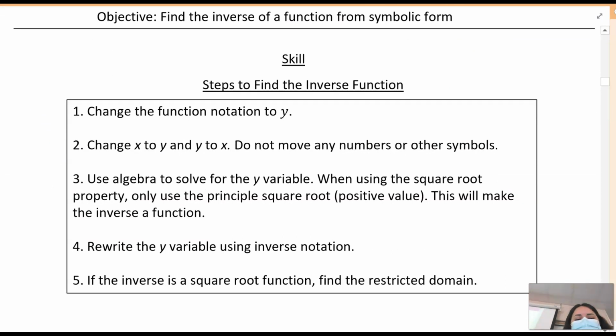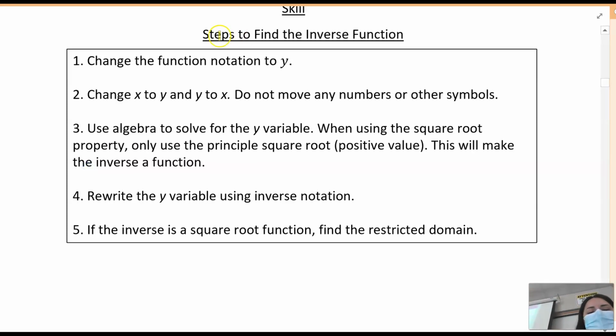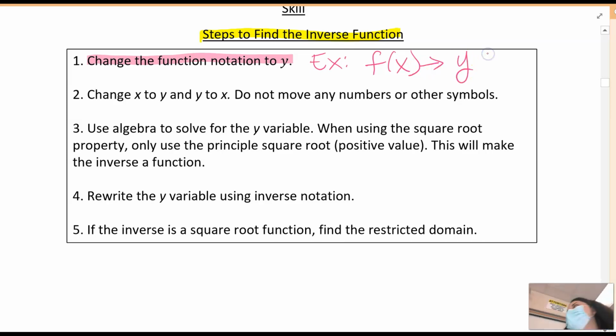So we're going to look at the steps for today for finding the inverse function. Step 1 is to first change the function notation to y. For example, we're going to go from f of x and change it to y, okay? That's the first thing we want to do. The second thing is, once you have your y and your x, you're going to switch them. So we change x to y and y to x, and you're not going to move anything else. The only thing that's changing is that x and y switch places.